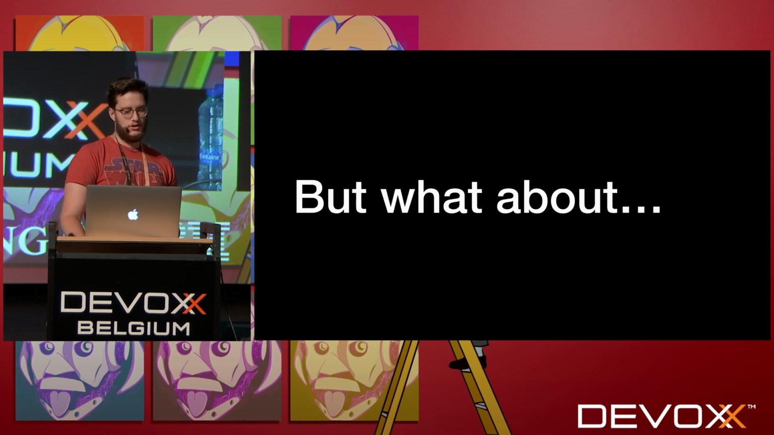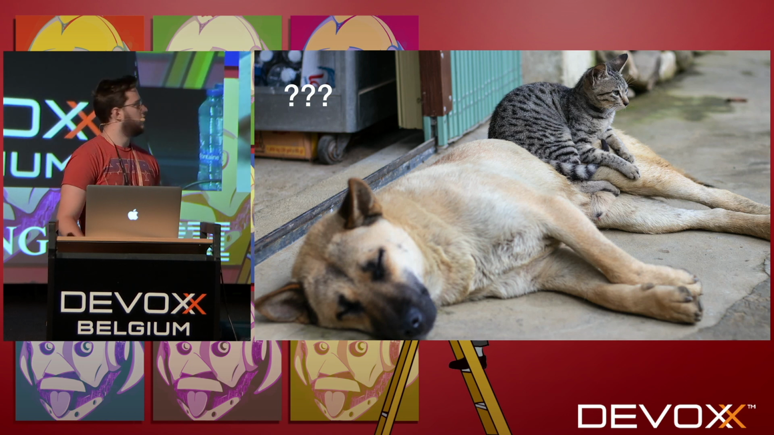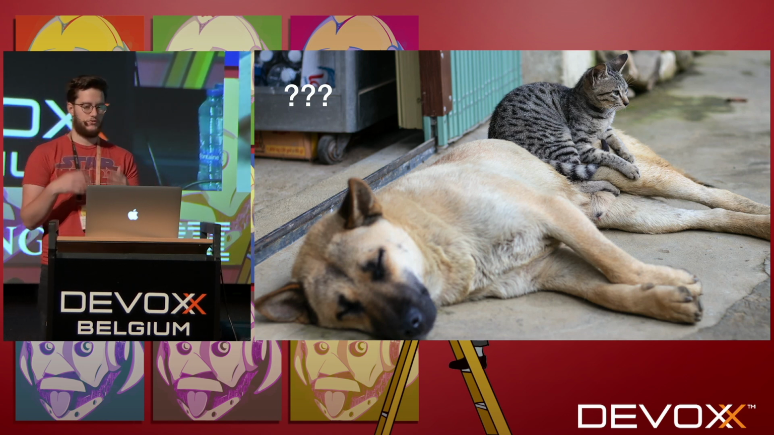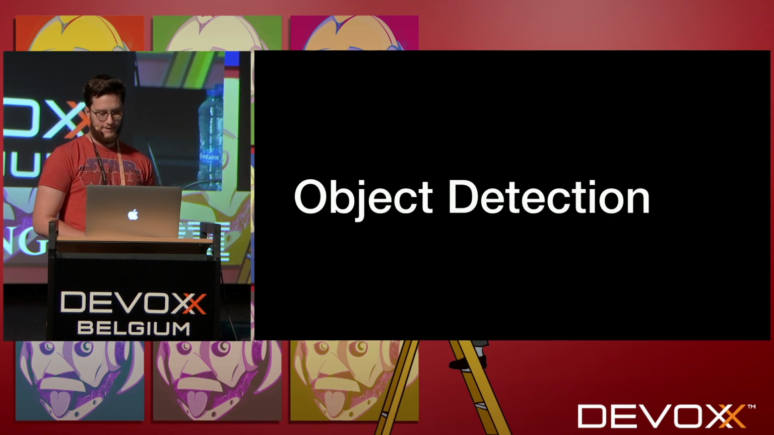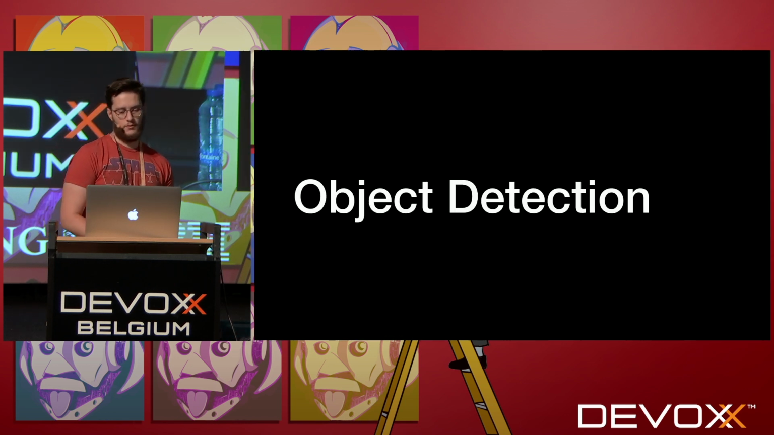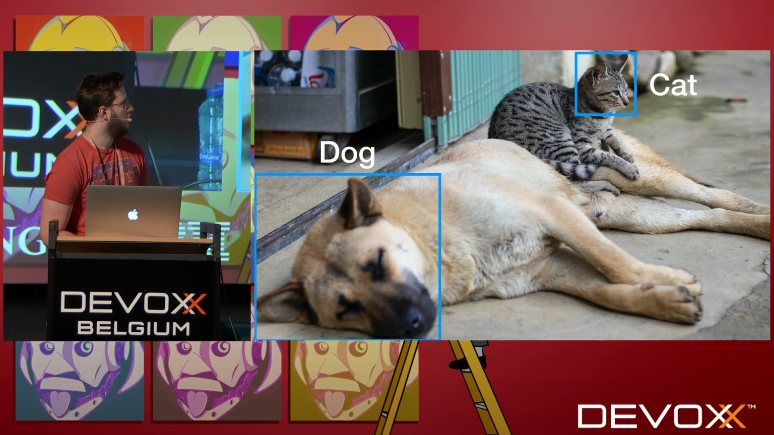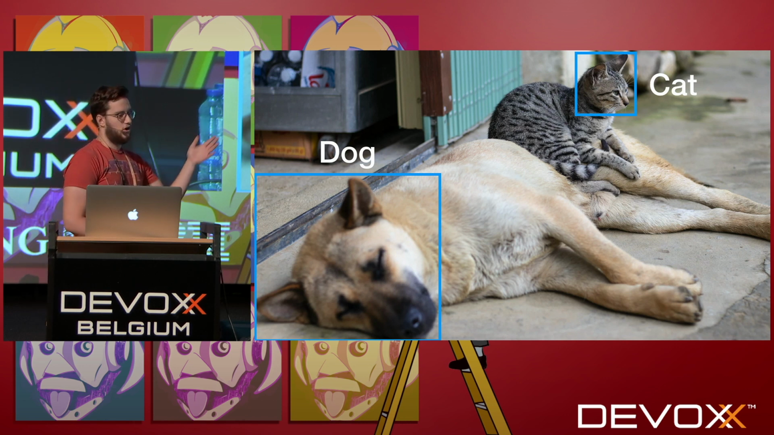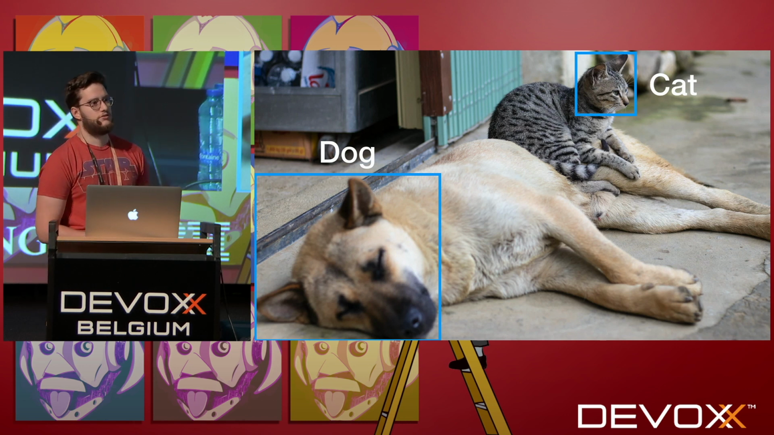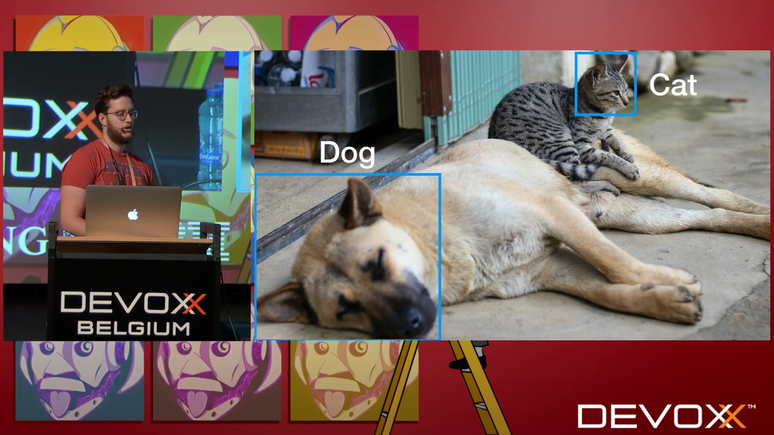But what if we were to get a picture that looked something like this? We can't say there's a cat, and we can't just say there's a dog, because there's a cat and a dog. And this is where object detection is really helpful. With object detection, we're able to specifically point out in a photo where the cat and where the dog is and what labels they are. This is really helpful if we wanted to count how many animals were in a photo and know exactly where they are.